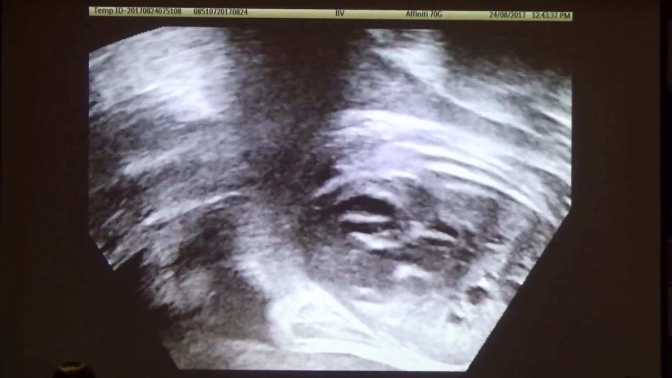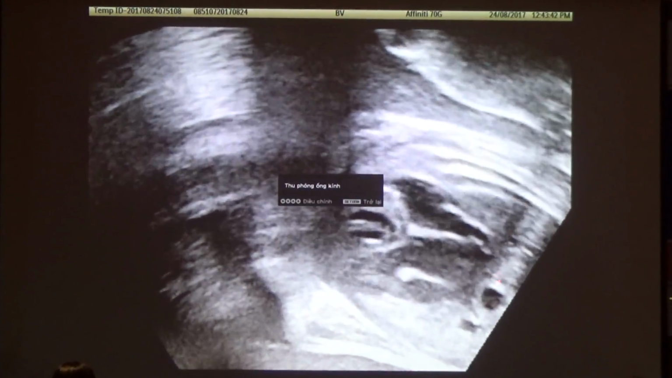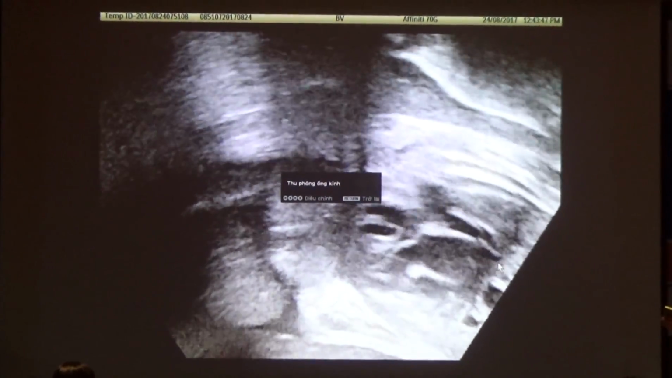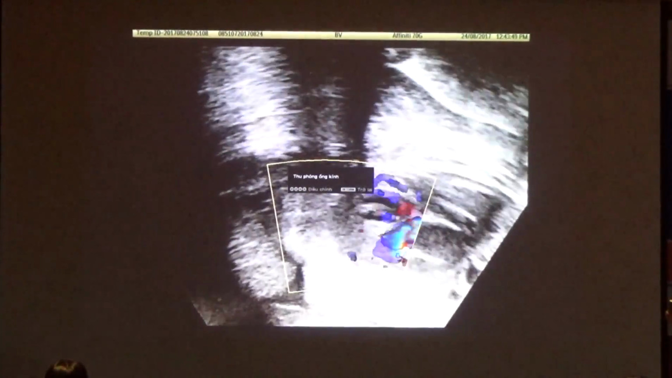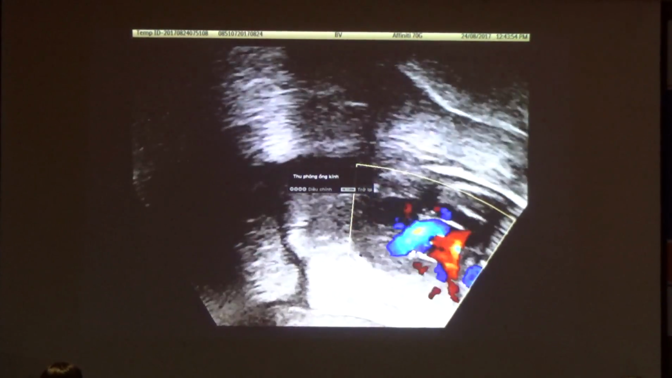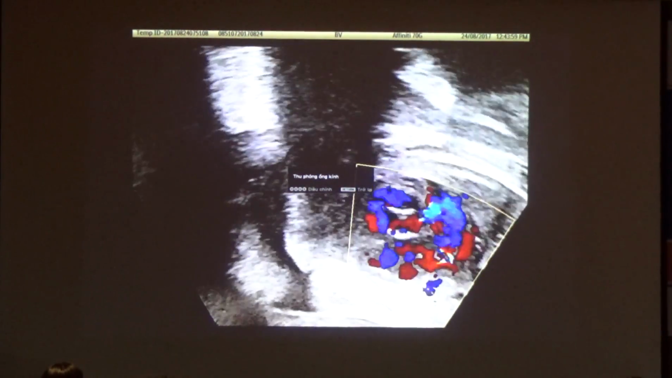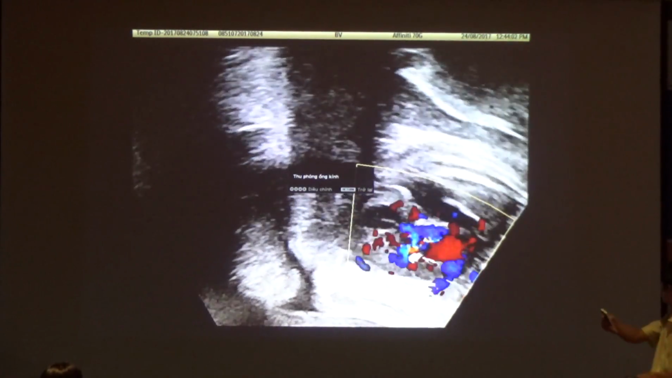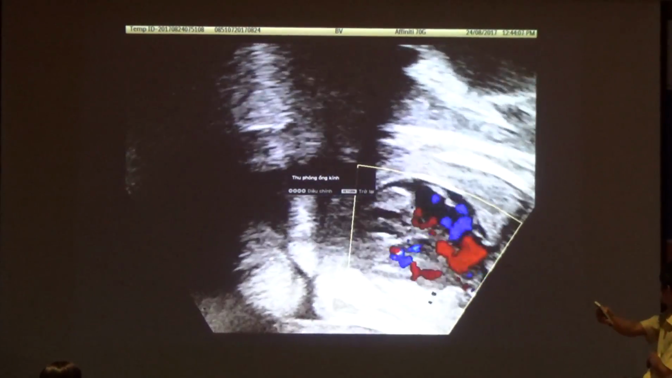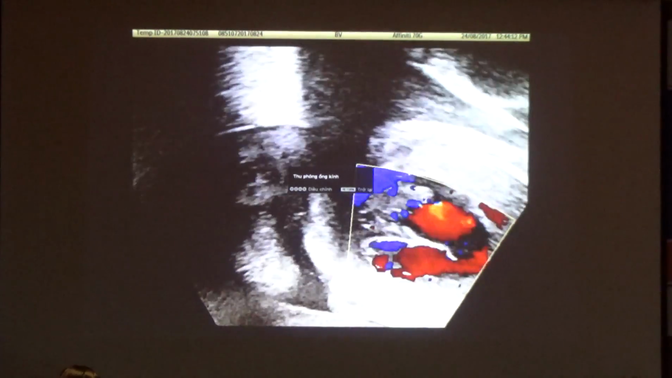There's the pulmonary artery. Okay, I can see the duct right there. Here's the duct here. There. Okay, so now let's put the colour on. And what we don't see is a left to right ductus shunt here. So we don't have a hypermobile septum. We don't have a left to right ductus shunt. I think it's unlikely that this baby is going to need an acute Rashkind stent. Okay.